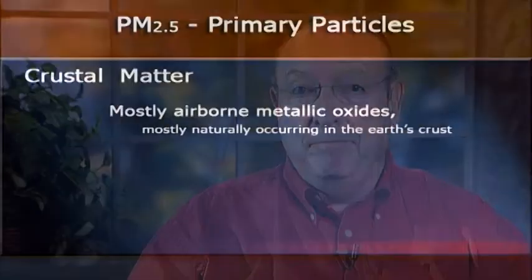Let's start with elemental carbon. It's also known as black carbon, and it's always a primary particle. Elemental carbon is a byproduct of incomplete combustion. These same combustion sources also emit organic carbon matter. Some organic carbon matter is primary, but we'll see later that some is also secondary.